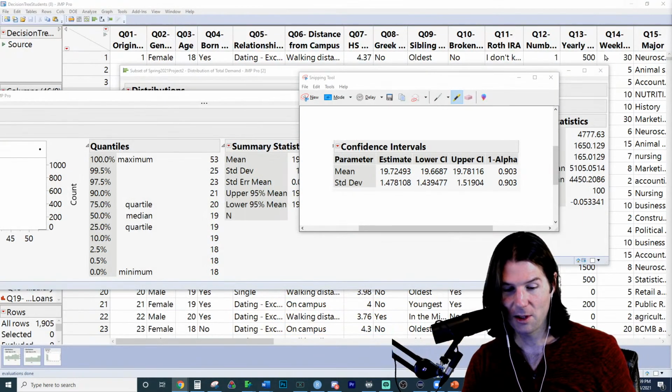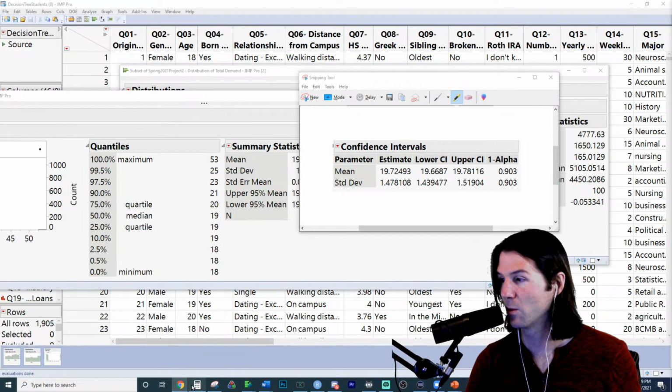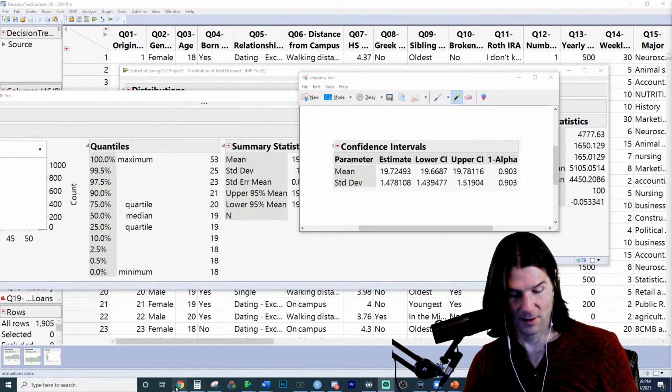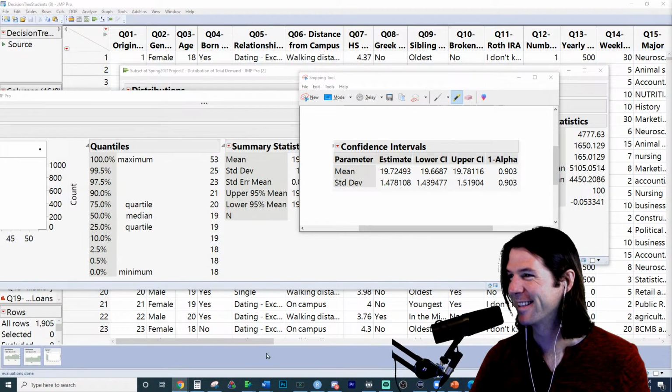I so rarely wear this shirt. I'm wearing the same shirt. How embarrassing. I'm embarrassed, everyone. Oh yeah, that makes me smile.